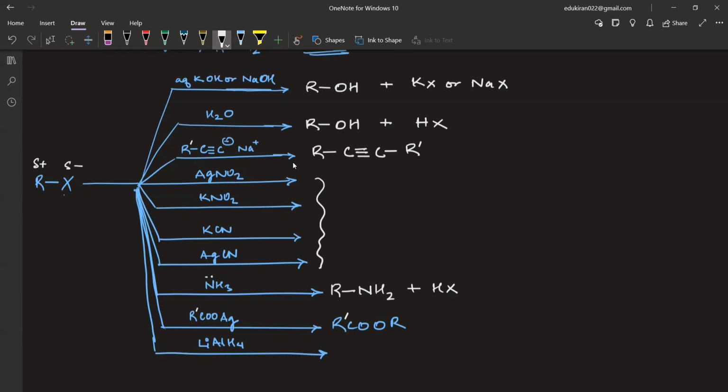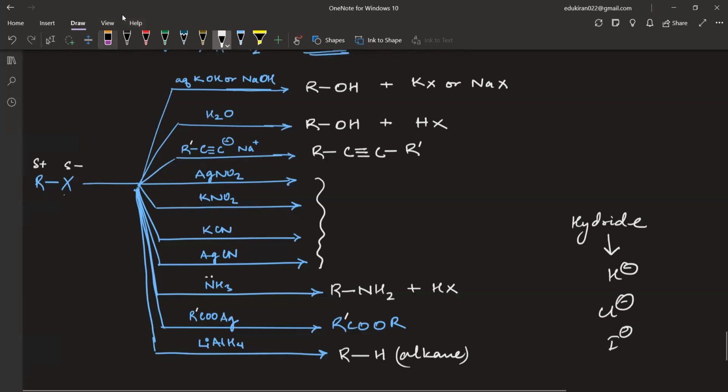Now, lithium aluminium hydride. What is this known as? Lithium aluminium hydride. So as you see, hydride. Hydride means what? Hydride means H negative. Chloride means Cl negative. Iodide means I negative. Hydride means H negative. Now, if H is negative, it will attack on R group and you will get alkene. RH, this is alkene. ठीक है, तो ये चारों तो आप खुद से लिख लीजिएगा.